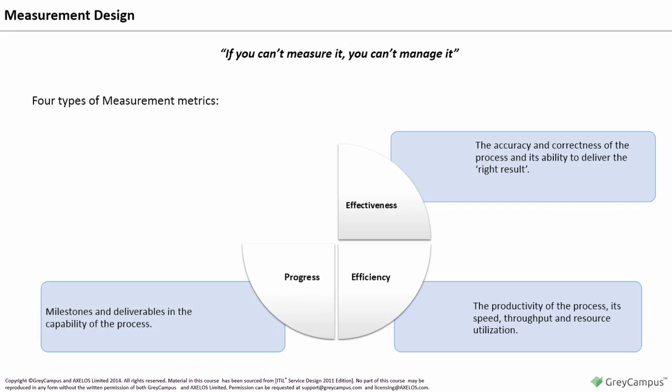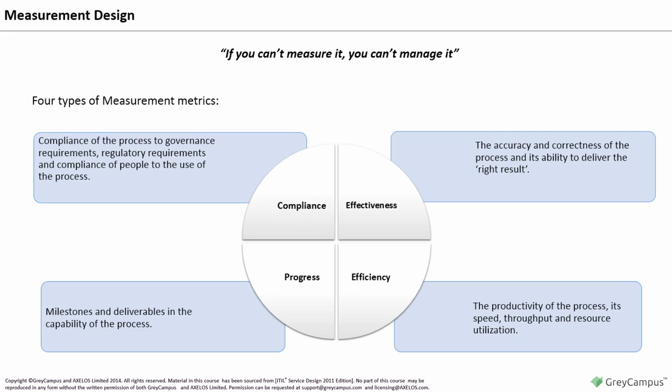Progress. Milestones and deliverables in the capability of the process. Example could be milestones in a project plan. Compliance. Compliance of the process to governance requirements, regulatory requirements, and compliance of people to the use of the process. Example could be metrics defined in SOX, HIPAA, etc.